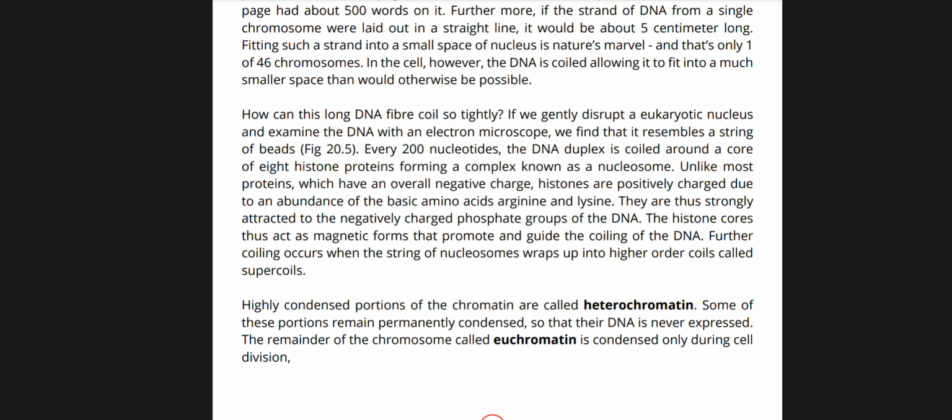If we gently disrupt a eukaryotic nucleus and examine the DNA under an electron microscope, we find that it resembles a string of beads. Every 200 nucleotides, the DNA duplex is coiled around a core of 8 histone proteins, forming a complex known as a nucleosome.